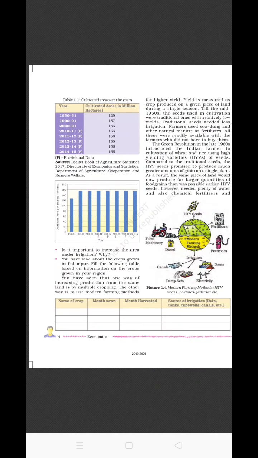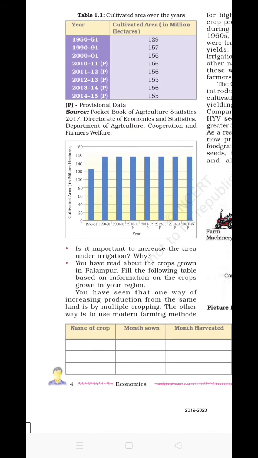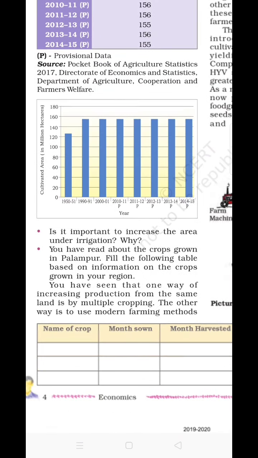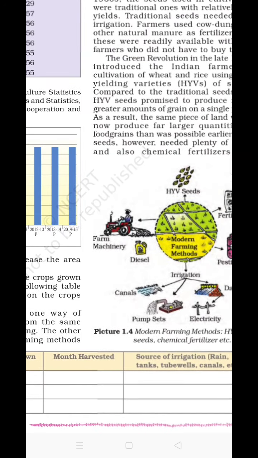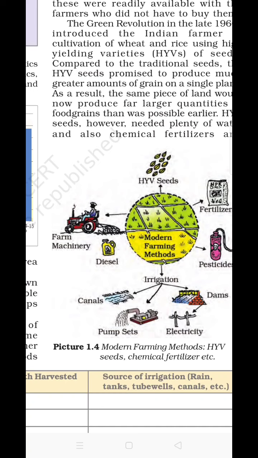So moving further, now we are going to discuss the factors required for farming, or we can say the modern farming method. So here is the data given. Read the data carefully and check it out by yourself. And moving further, now we are going to discuss the modern farming method. What are the modern farming methods? Just look at this picture. What is included in this?